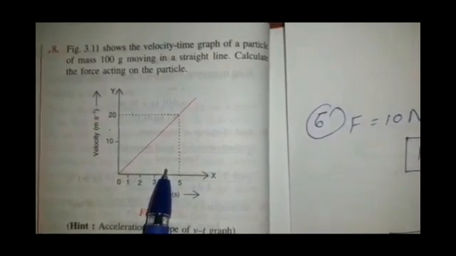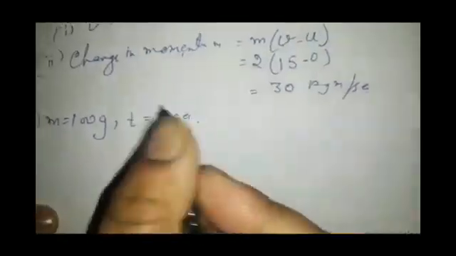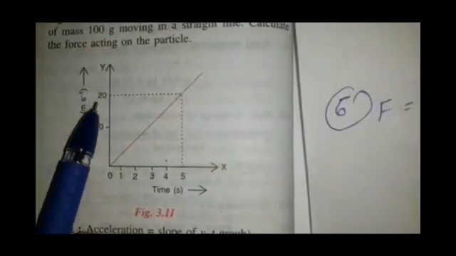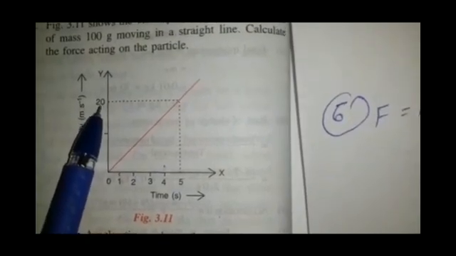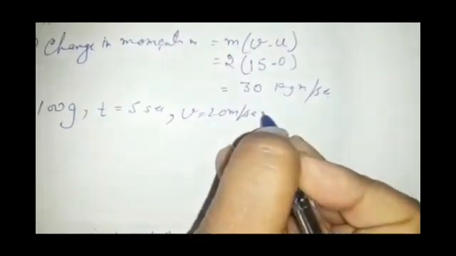Now children, you don't know the acceleration over here. So you can find now time. You see here, time is given 5 seconds. So you can write it down: time is equal to 5 seconds. From the graph you see, time is 5 seconds, and here velocity is 20 meter per second. So here you write it down, v is 20 meter per second.